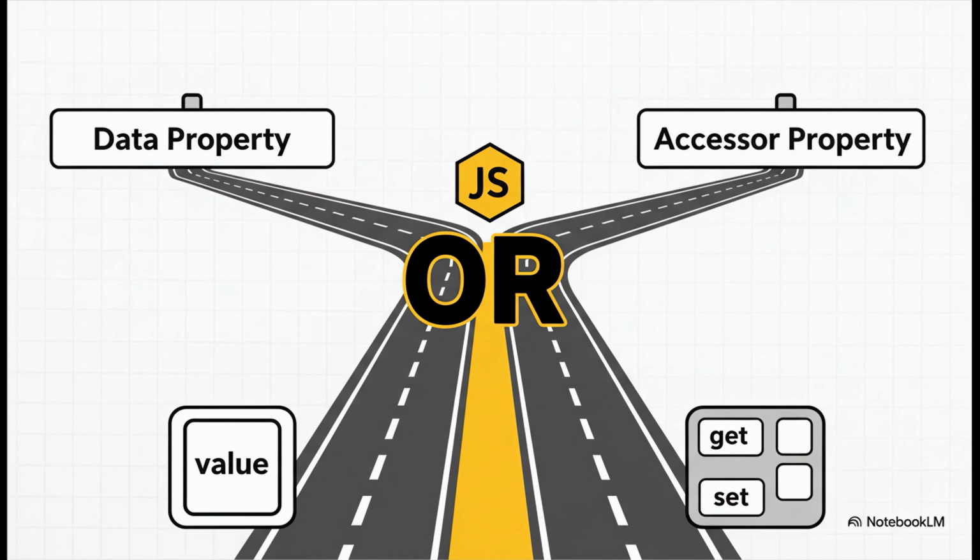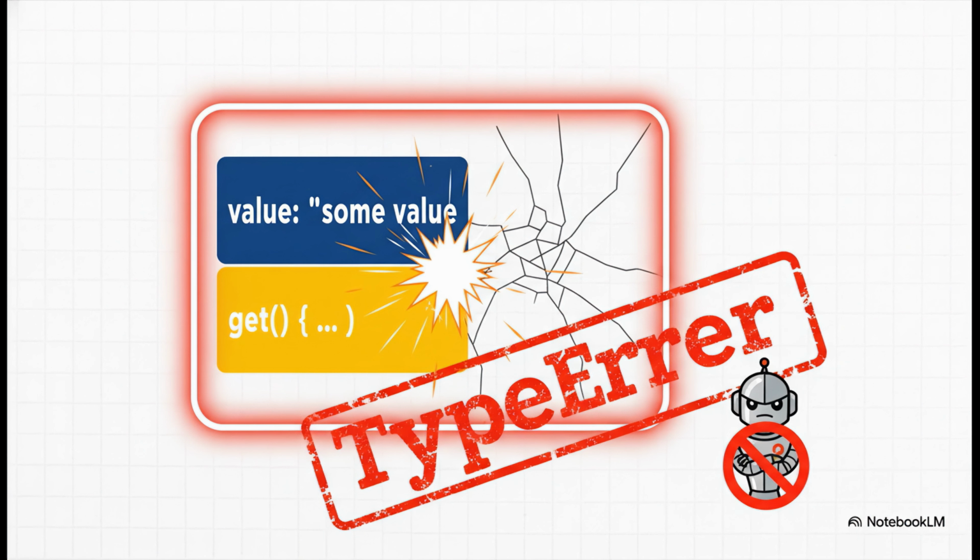It absolutely cannot have both. You have to pick a lane and stay in it. And trust me, JavaScript is not going to let this slide. If you try to mix and match them, say you try to define both a get function and a value on the same property, you are going to get this very specific type error. The engine just throws up its hands and says, nope, invalid property descriptor.